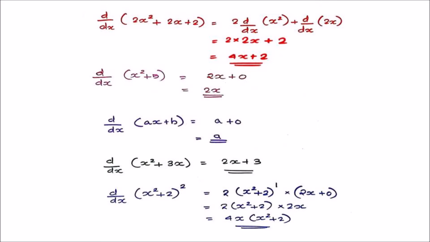Now x square plus 2 the whole square. This is similar to the case x raised to n. So the answer is 2 into x square plus 2 the whole raised to 1 into the derivative of x square plus 2. On solving, we will get the answer as 4x into x square plus 2.